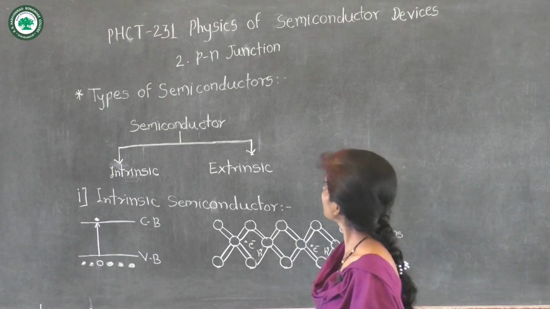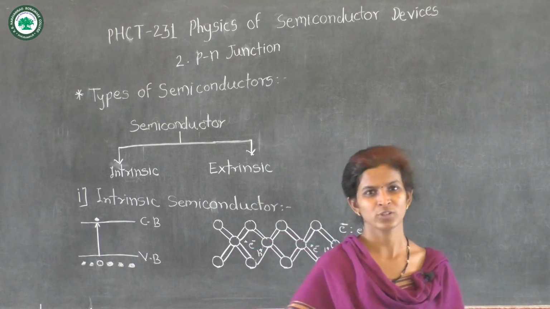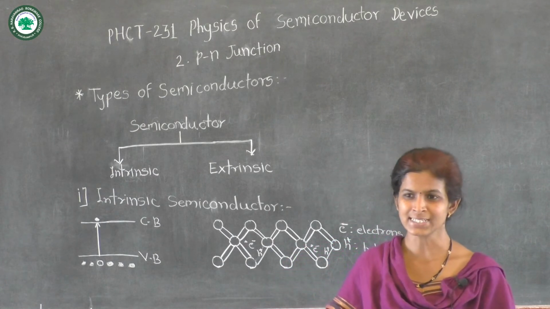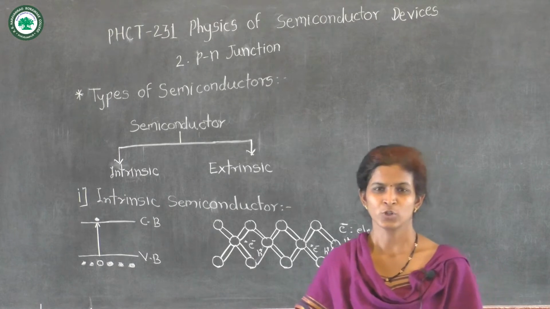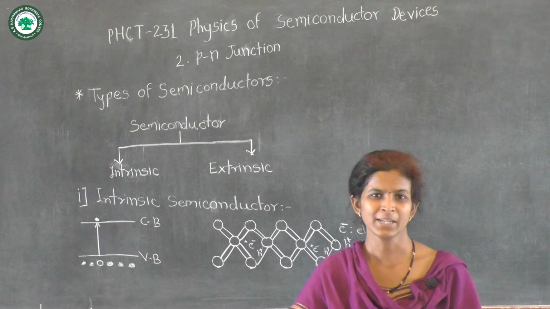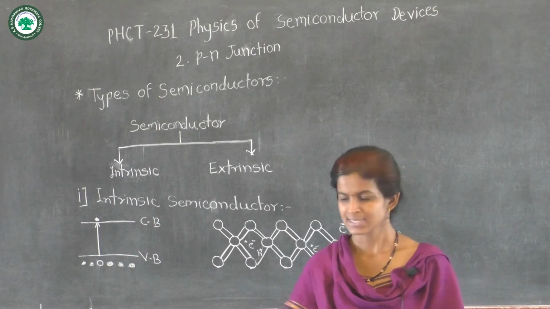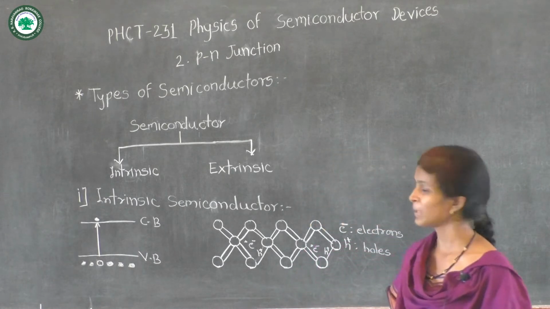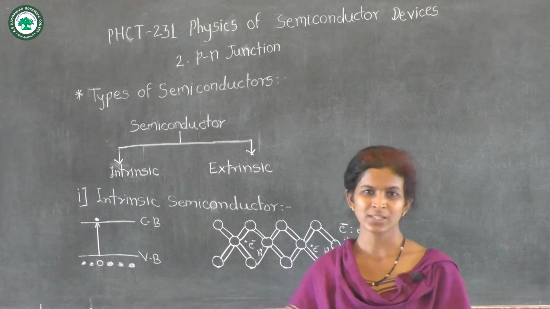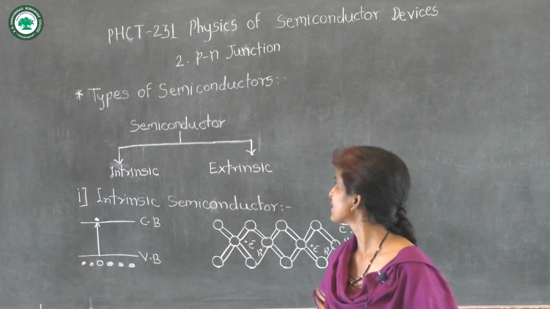Before going to discuss the PN junction, one has to know about the semiconductor. Semiconductors are those materials which have conductivity between metals and insulators. As the conductivity lies between metals and insulators, depending upon the purity or doping, these materials have some types.